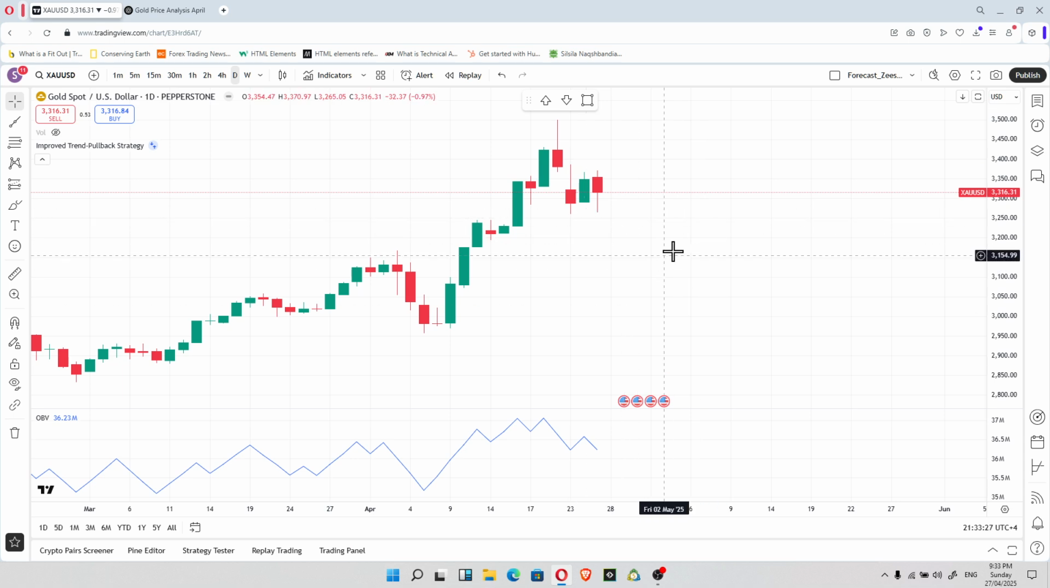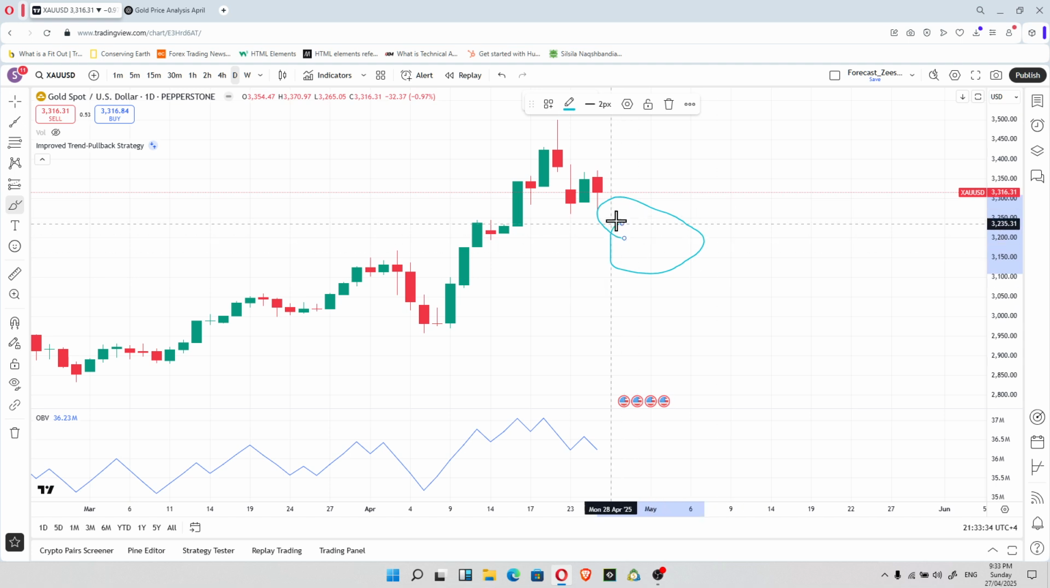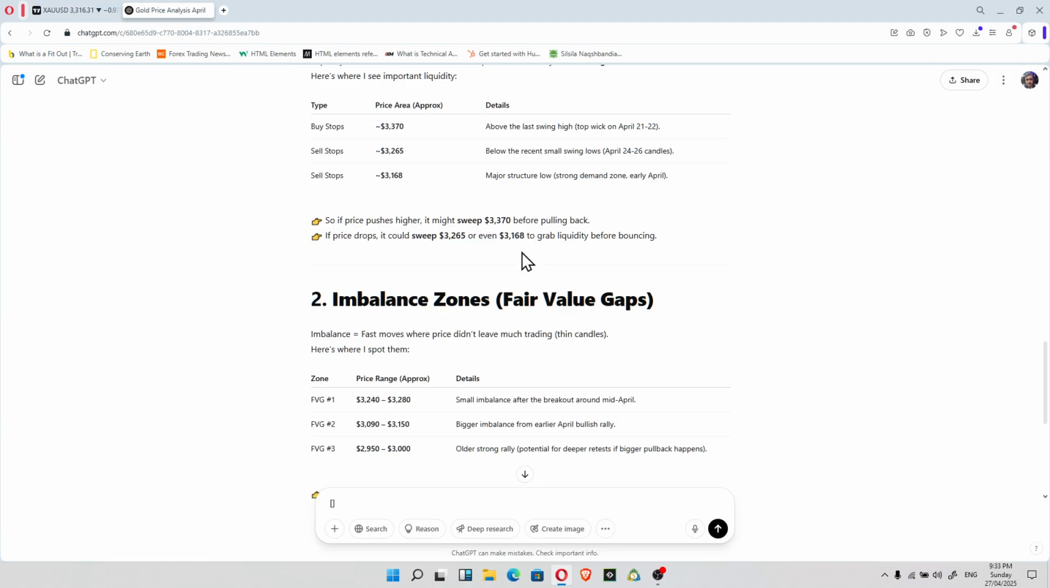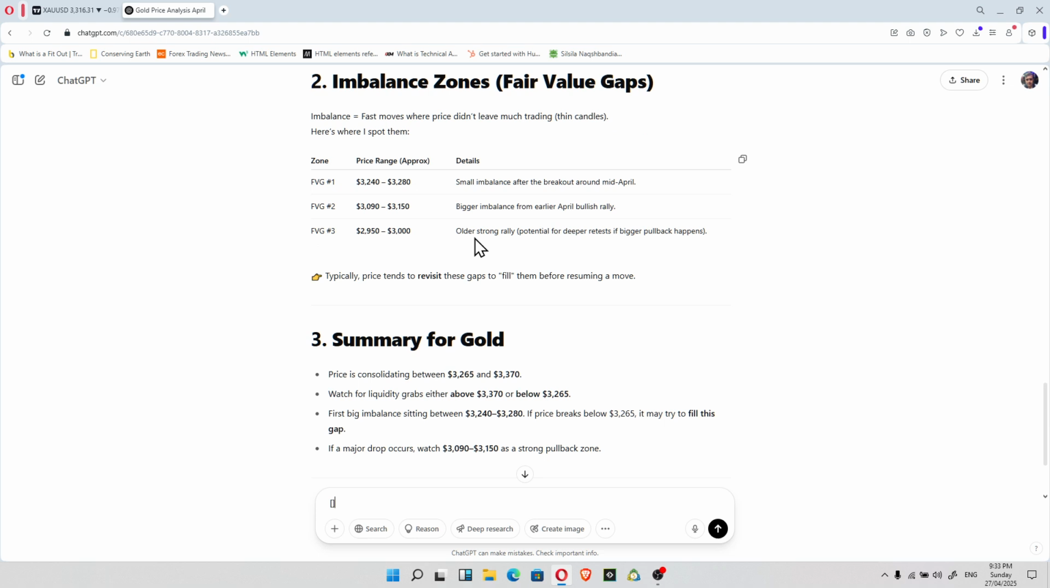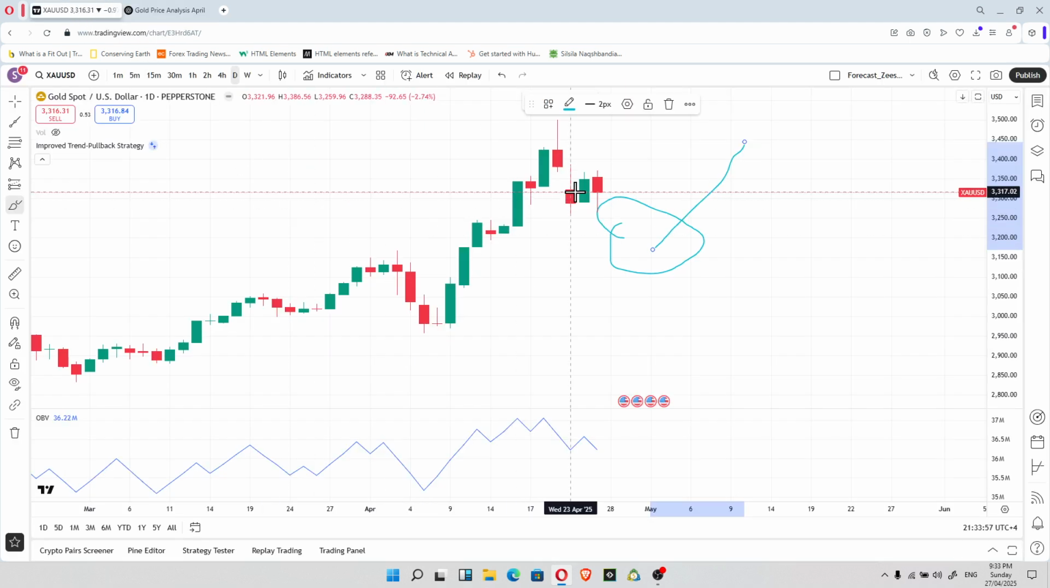From these levels, we can expect the market will have a pool of orders here from which it can reverse back. So we have 3168, 3265. It's just a sweep. It will just come to get the orders from there, because the market works on buy and sell orders. Now we have imbalance zones around 3240, 3280.